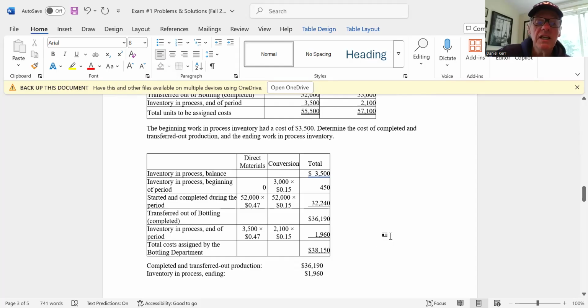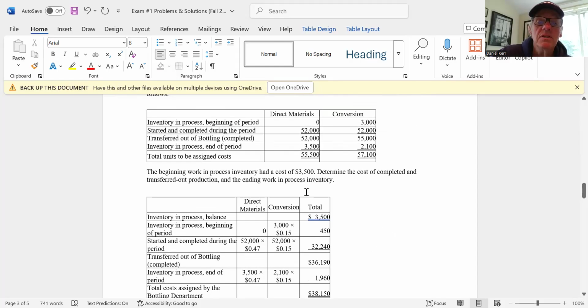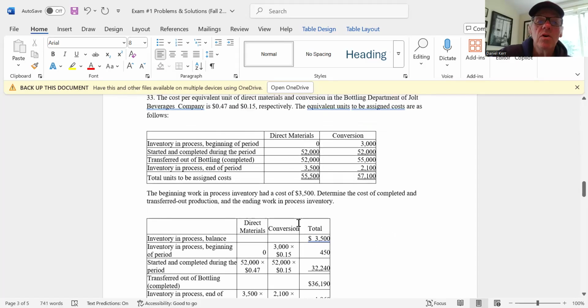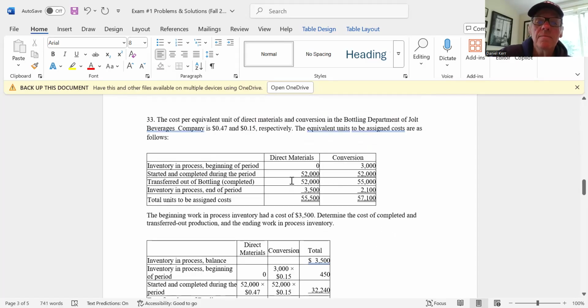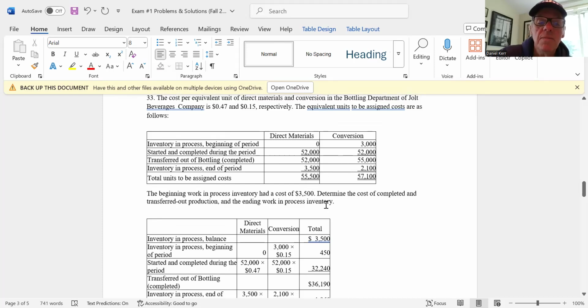We arrived at this by taking the beginning inventory of $3,500. To complete that inventory would have been another 450. Why? Because it took 3,000 equivalent units of conversion costs. They told us the equivalent unit costs of direct material and conversion costs: materials are 47 cents, conversion costs are 15 cents per equivalent unit. So to complete the beginning inventory took an additional 3,000 equivalent units times 15 cents, which gives you the 450. Started and completed, they gave us at 52,000.